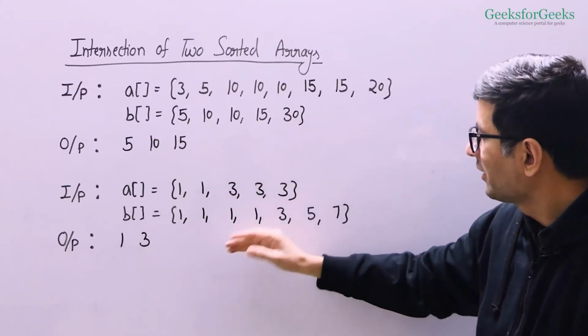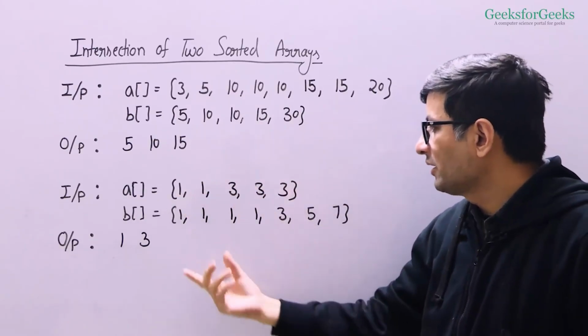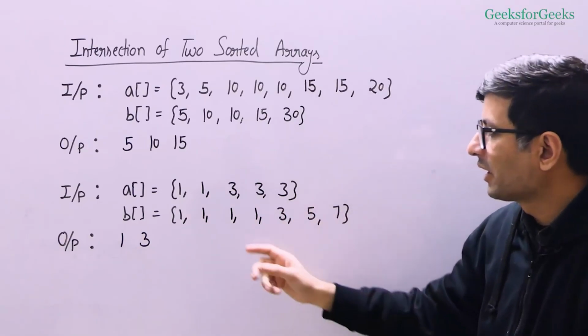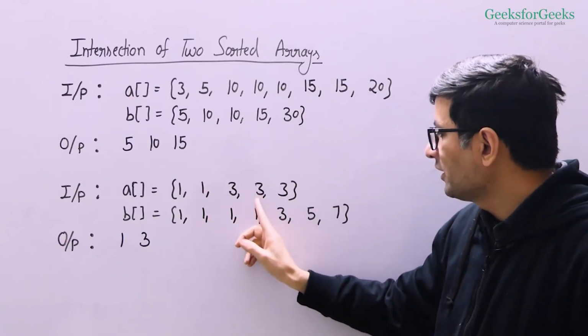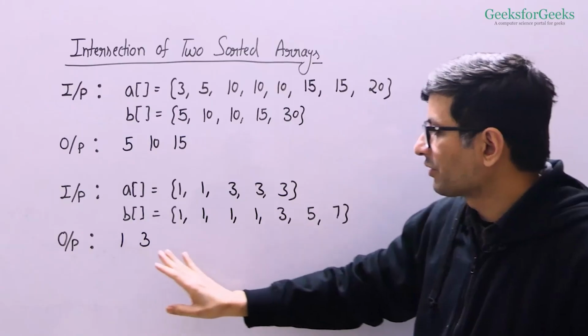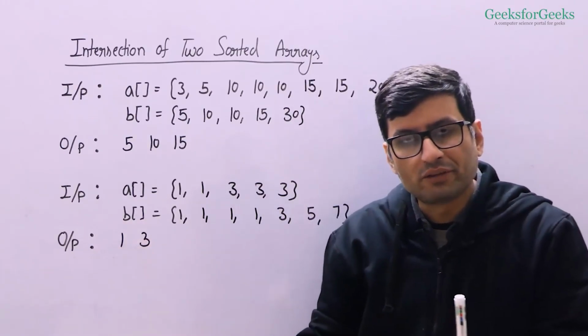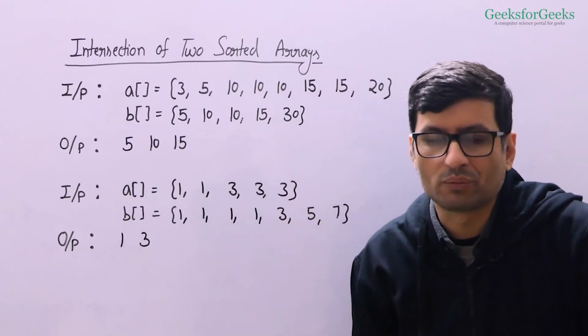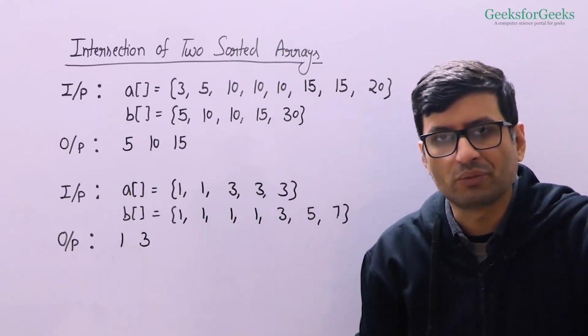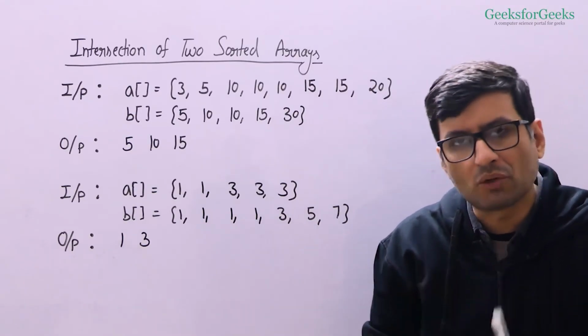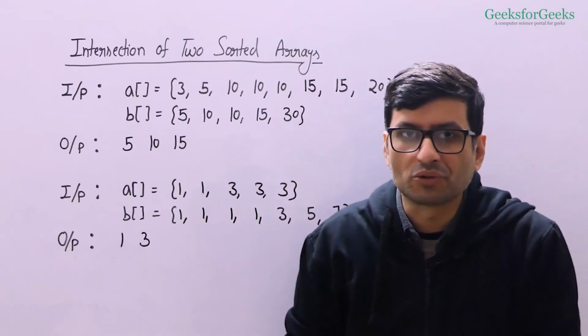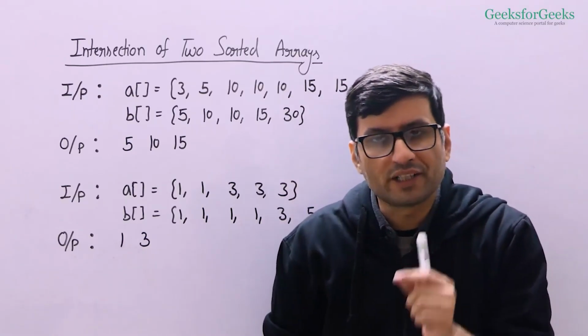Let's see this example. Here we have double 1, triple 3, then 4 ones, 3, 5, 7. Our output is going to be 1 3, and 5 7 are not common, so we are not going to print 5 7. We are going to print only common elements. And if you are given two arrays which do not have any common elements, then your output is going to be empty.